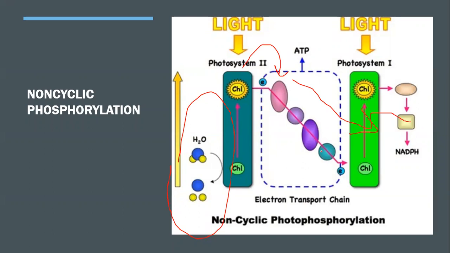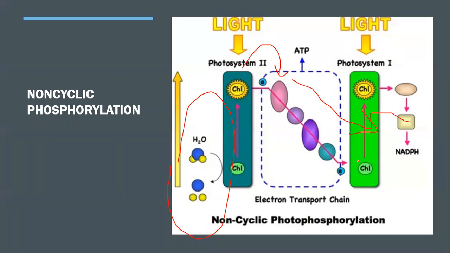It will pass down the electron transport chain to photosystem 1. Now, what is going to happen? As the electron passes along the electron transport chain, it will provide the energy needed for the formation of ATP. So ATP is going to be produced as the electron moves down the electron transport chain.